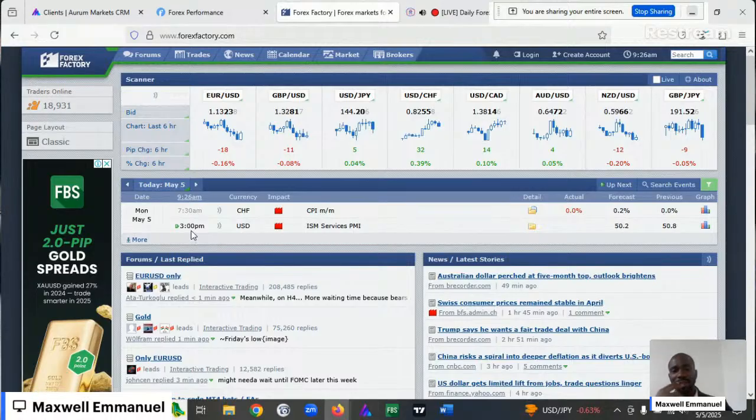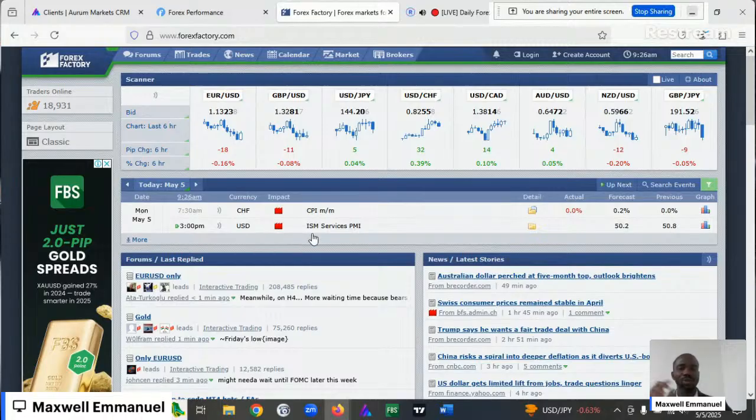Then by 3, I've got to trade Euro USD and NZD USD in the New York session. I think Australian dollar is very strong this morning. New Zealand dollar is strong this morning. I think Euro also is strong this morning. I think the dollar is weak this morning. So I'm looking forward to buy Euro USD, NZD USD, and Australian dollar USD in the New York session.